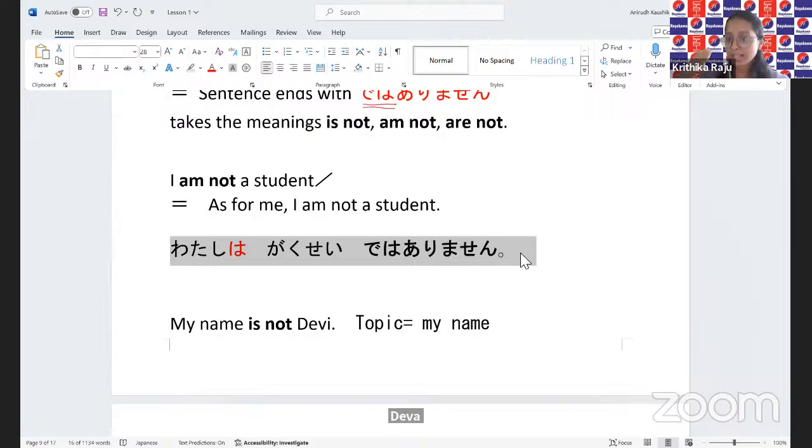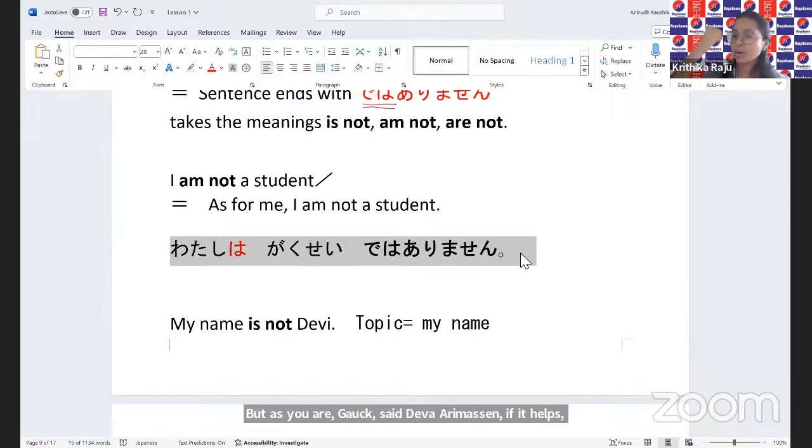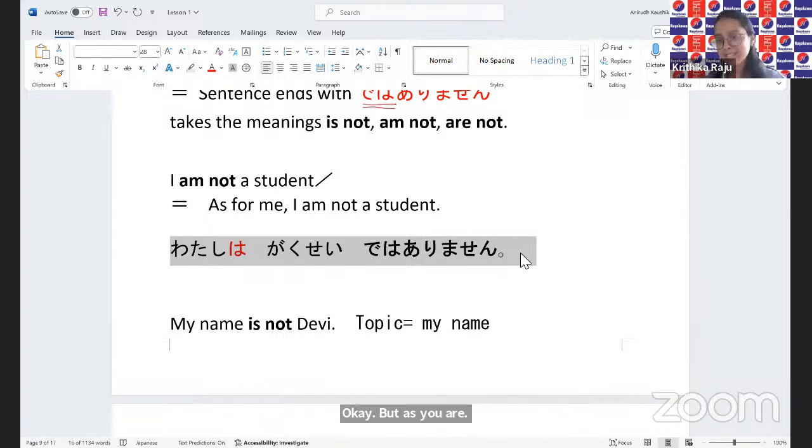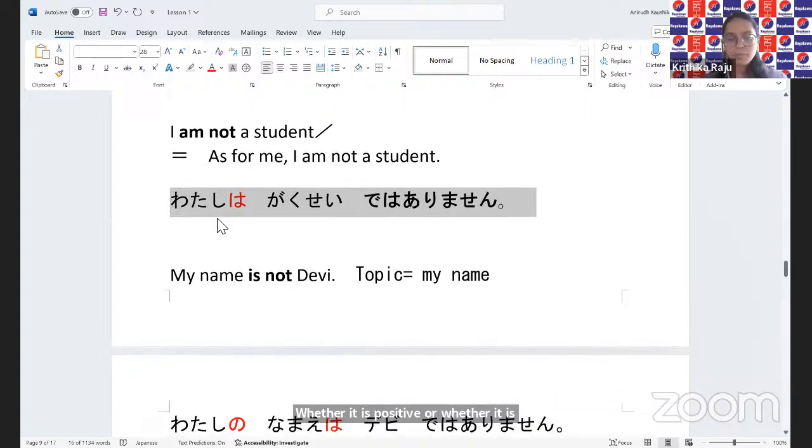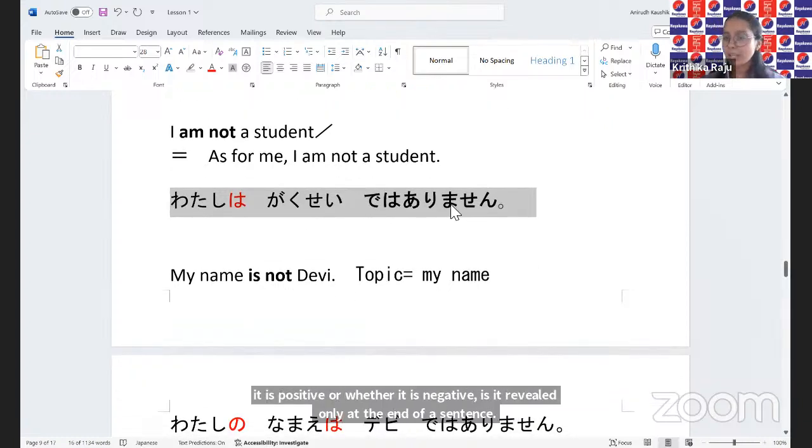Watashi wa gakusei dewa arimasen. If it helps, maybe shake your head when you say it, so it registers. Dewa arimasen. No, I'm not. Okay. Watashi wa gakusei dewa arimasen. Whether it is positive or negative is revealed only at the end of a sentence: desu or dewa arimasen. Okay. Watashi wa gakusei dewa arimasen.